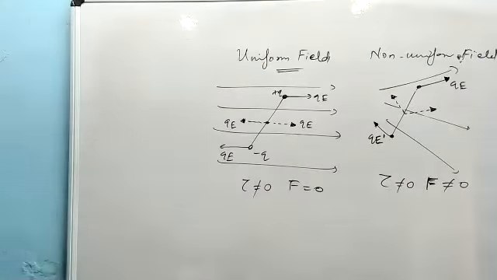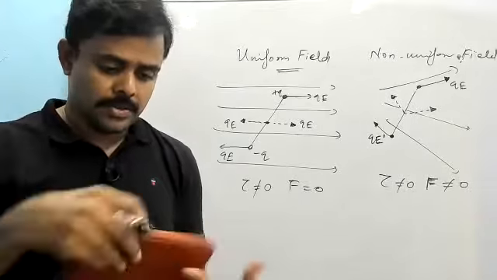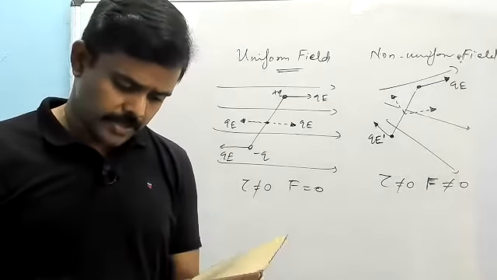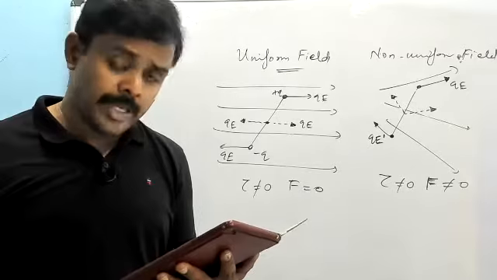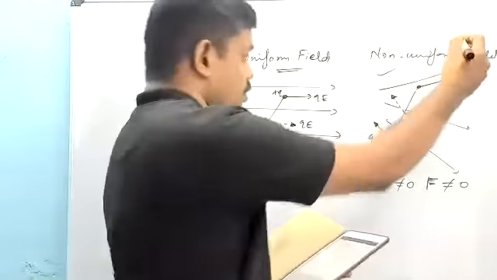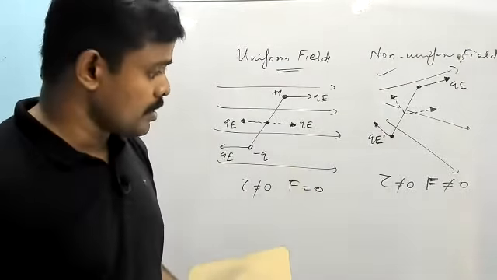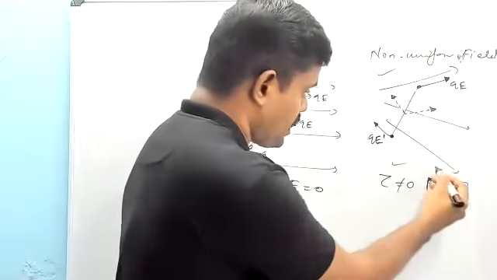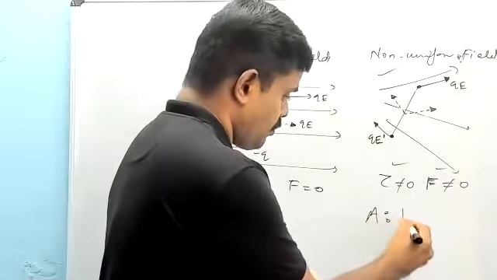Let's go back to the question and analyze. Could you please take the paper? Okay, what is given in the question? When a magnetic dipole is placed in a non-uniform field, only torque acts on the dipole. Only torque? No, torque and force act. So the assertion is false.